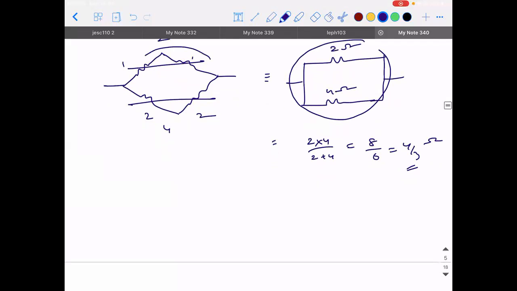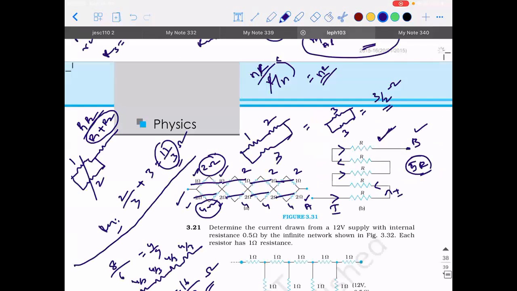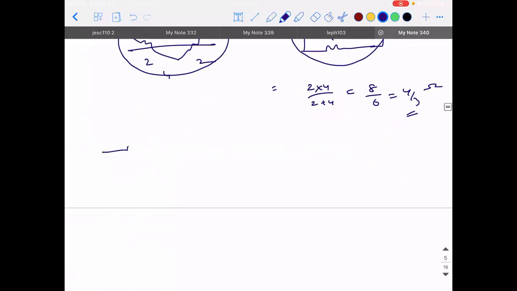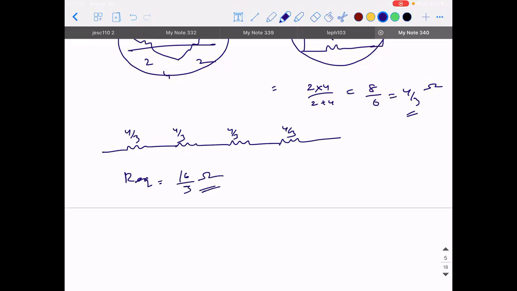Right? So like this, how many such quadrilaterals do you have? 1, 2, 3, and 4. So all those 4 are in series. So 4 by 3, 4 by 3, 4 by 3, and 4 by 3 are in series. So R equivalent will be equal to 16 divided by 3 ohm. Am I clear? Yes, sir.